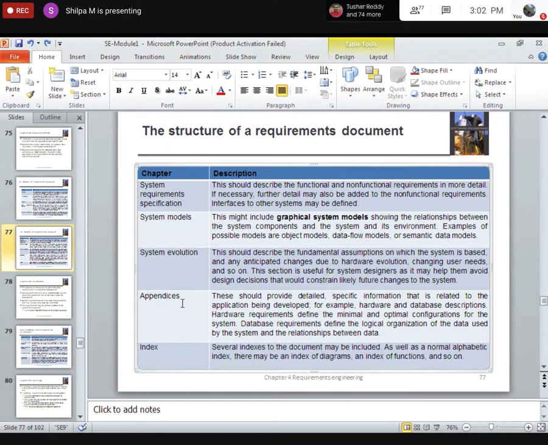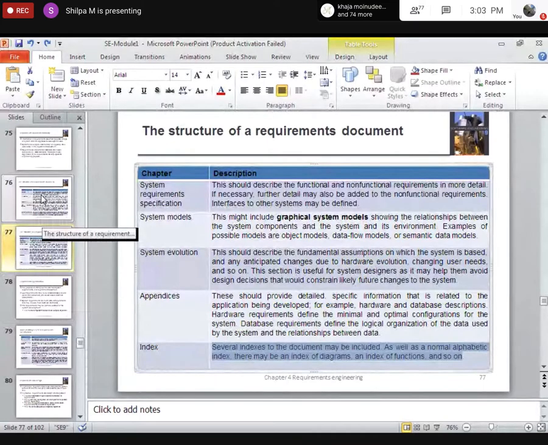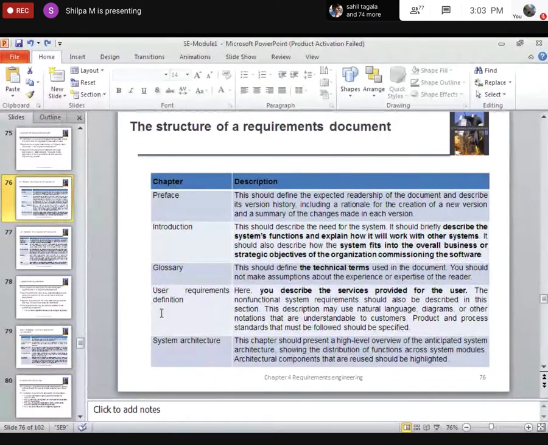Fine. Appendix, it is nothing but help. It is related to the application, hardware, database descriptions or anything which is required for the system. I hope you know what appendices mean. Index: wherever you have used diagrams, functions, all that, the index for the document will be included. Am I clear? Whenever you are writing a requirements document, you can't write 2 pages of simply paragraph writing. No, you will write a document which will have all these sections: preface, introduction, glossary, user requirements, system architecture.